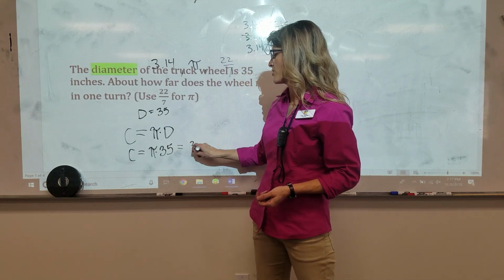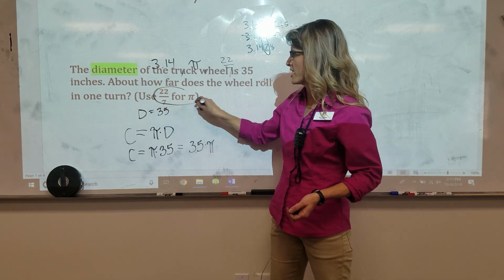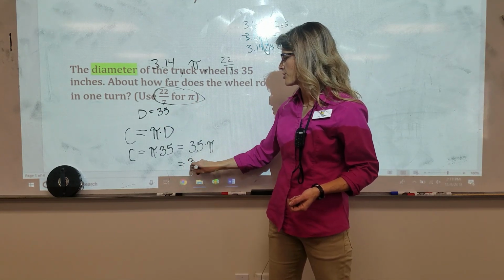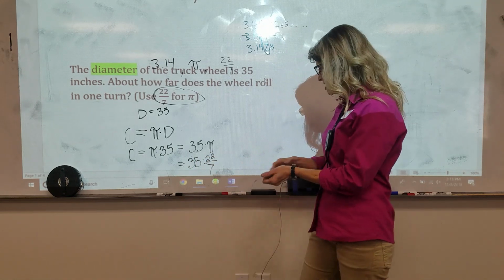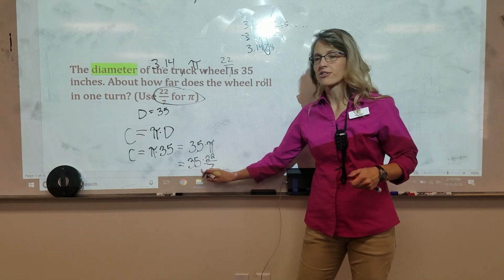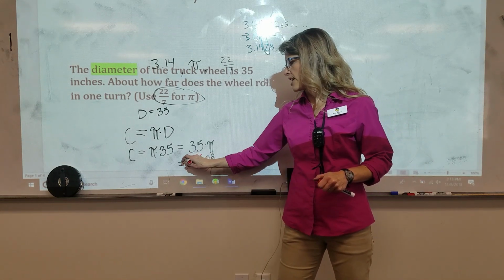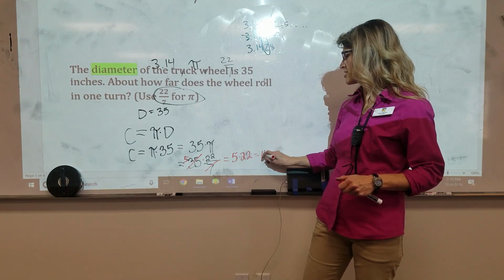And we always write the coefficient first, 35 times pi. But then what am I using for pi? It says at the end of the question, use 22/7 this time. So we're going to go 35 times 22/7. And how handy, because 7 and 35 are compatible numbers. 7 will go into 35 5 times. I'm left with 5 times 22, which is 110.